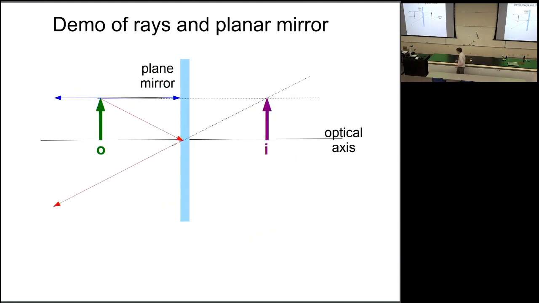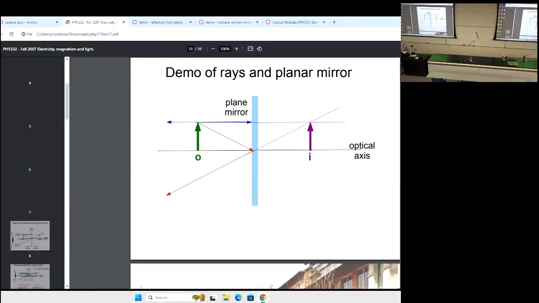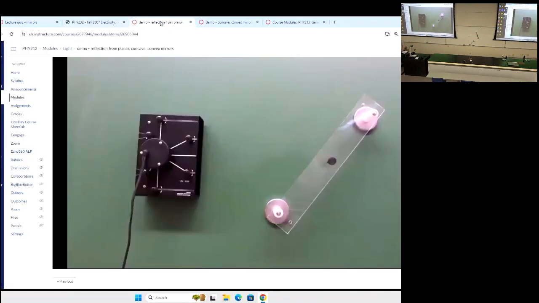Okay, let me show you a little demonstration of reflection from a planar mirror. I'm going to show you this one as a sort of reference point. It's not so interesting, I think, for a planar mirror to see the reflected light rays off the planar mirror, but it's going to be much more interesting when we look at reflected light off concave and convex mirrors, the curved mirrors. So this is, in some sense, a reference point.